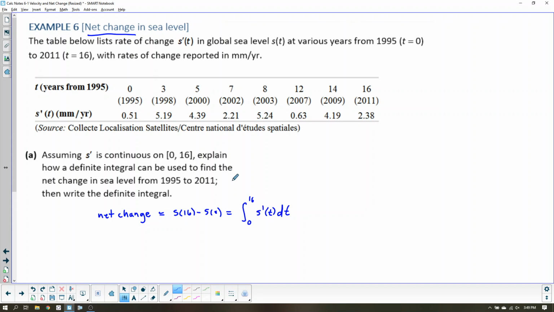Now the problem is we don't actually have this formula. We don't know what the formula is for the rate of change in sea level rise. We just have a few points. But we can approximate this because we can graph these points out, and we could use a trapezoidal sum to actually approximate the area under this function. So that, I think, is what is next.